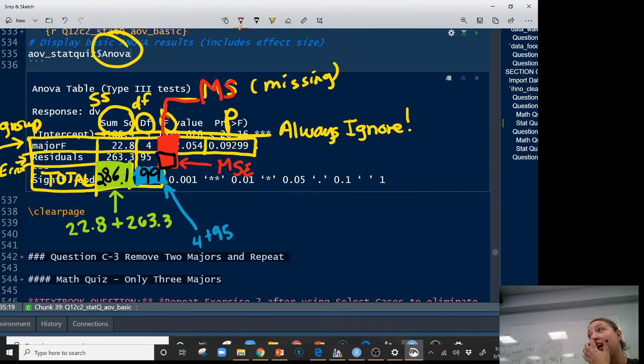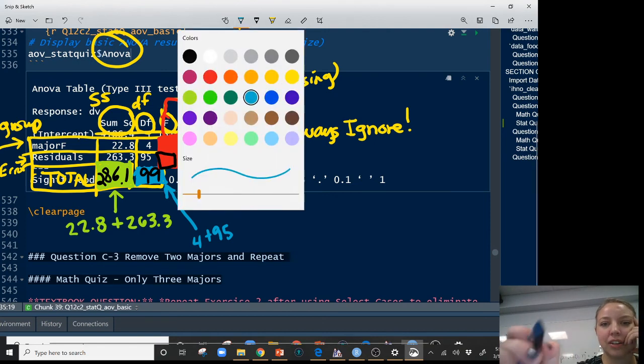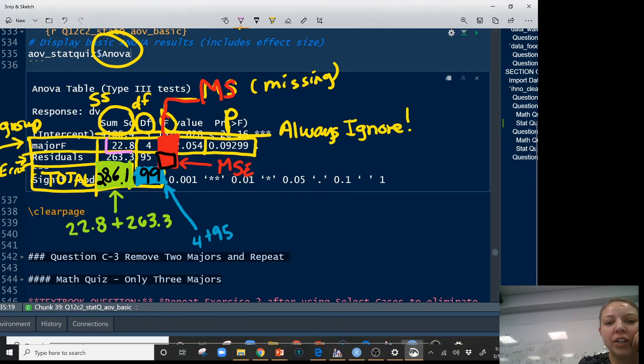You could get it off the other output, but there's an easy way to calculate it. If you take 22.8 and divide it by 4, that's the mean squared between groups. If you do 263.3 divided by 95, that will give you your MSE. For either of these lines, if you take the sum of squares divided by degrees of freedom, that gives you the mean sum of squares.